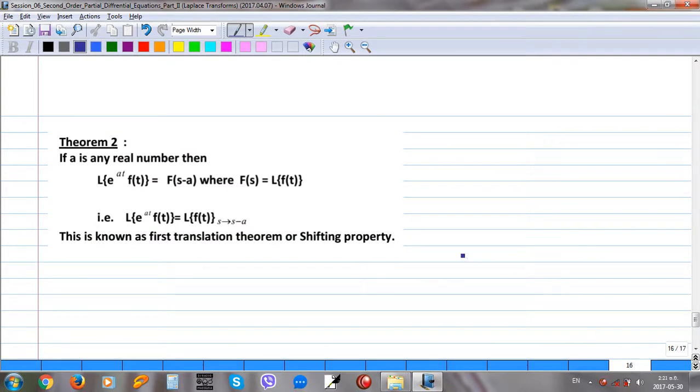And there is another theorem: if a is any real number, then L of e to the power at f of t equals F of s minus a, where F of s equals L of f of t, that is the Laplace transformation of e to the at times f of t, L of f of t with s going to s minus a. This is known as the first translation theorem or shifting property. So this is the formula we can take through this theorem. I will explain this through an example, then you can easily understand.